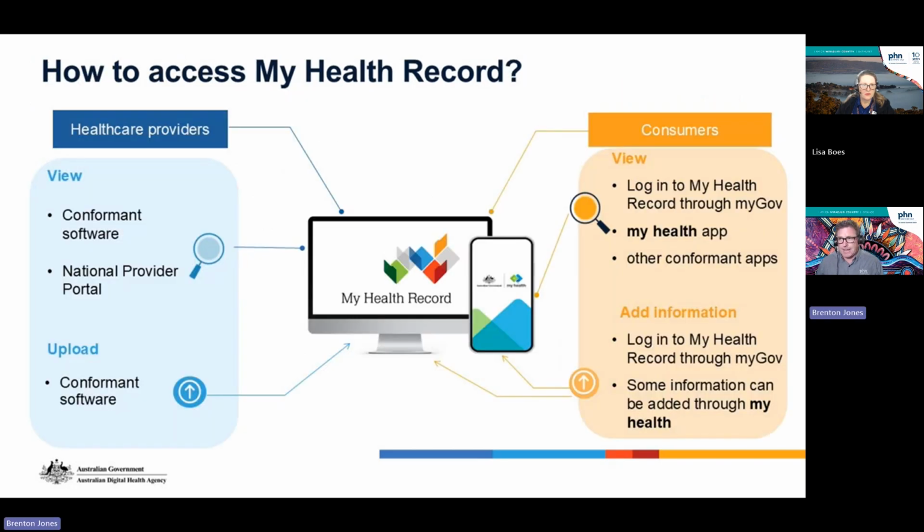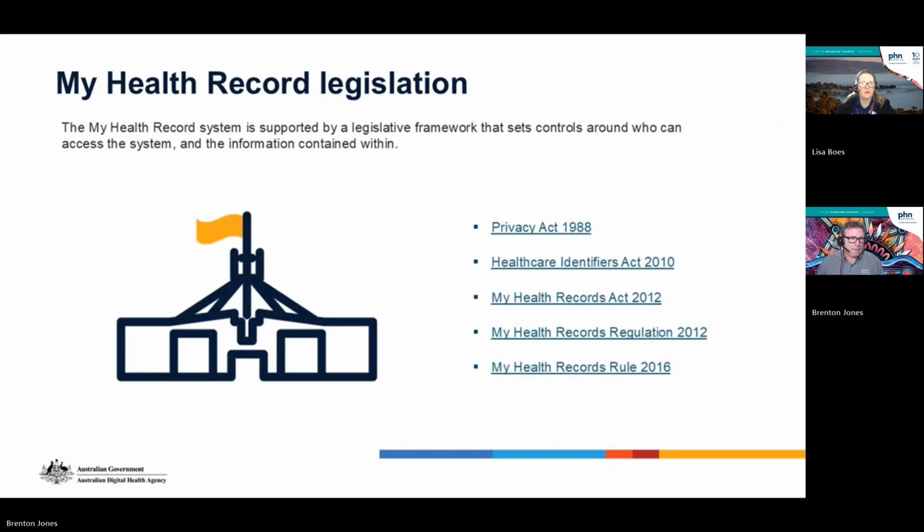Now, as I said, access to My Health Record, we've got healthcare providers and we've got consumers. For healthcare providers, you have either conformance software or the national provider portal, but only the conformance software has an upload functionality. And then for consumers, we have the website through your MyGov account, and of course your mobile phone app, which is now called 1-800-Medicare, is the latest update on that.